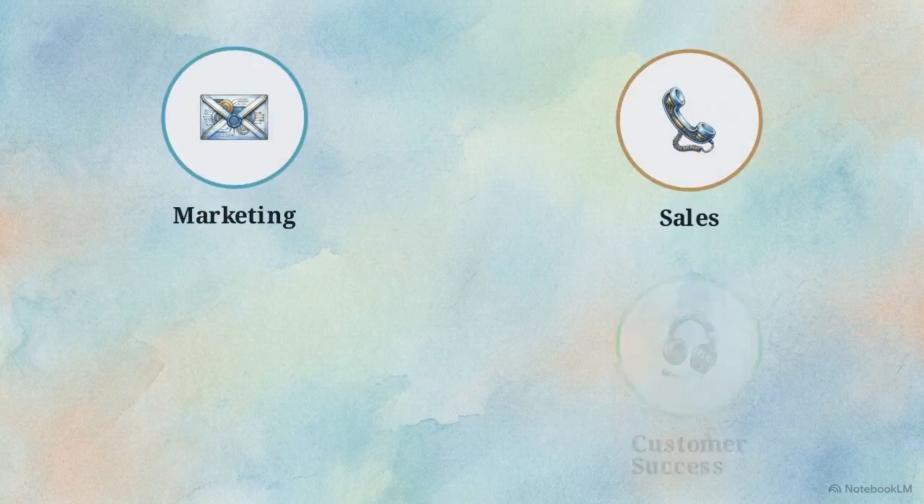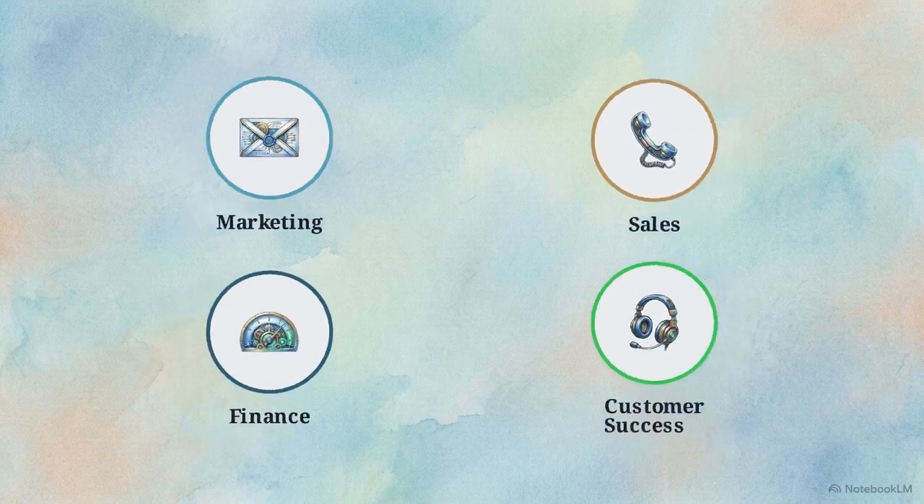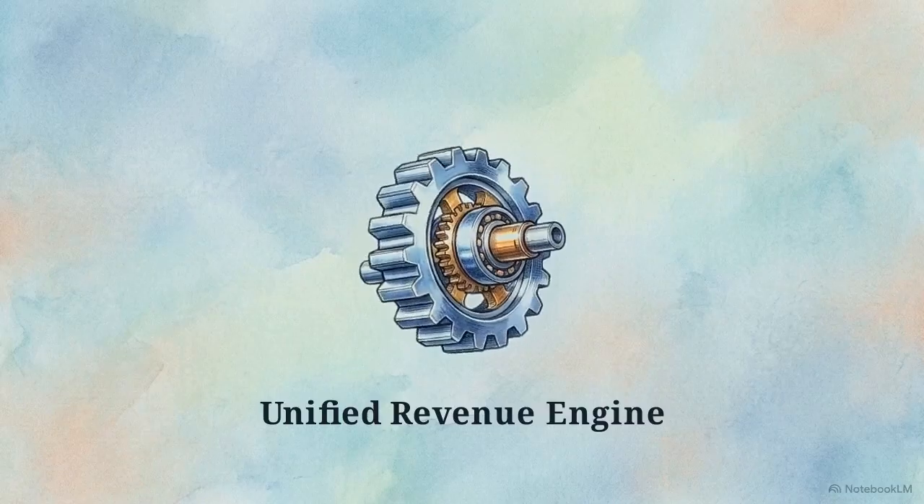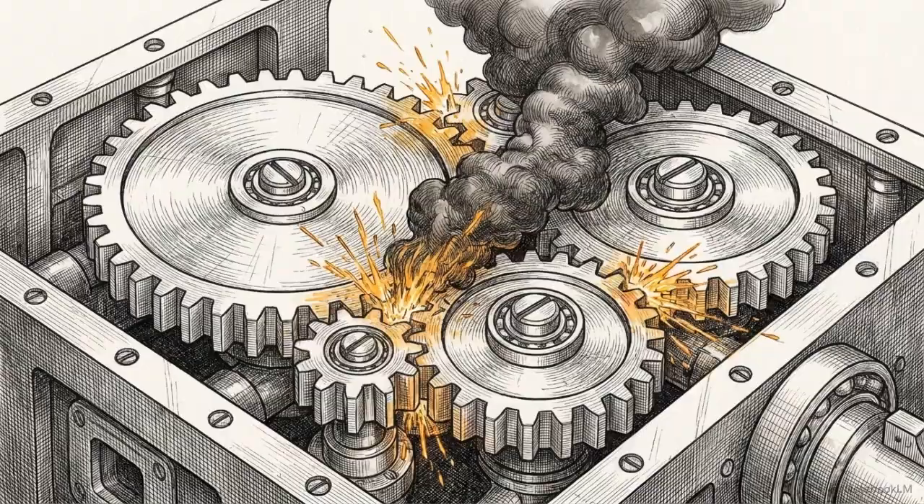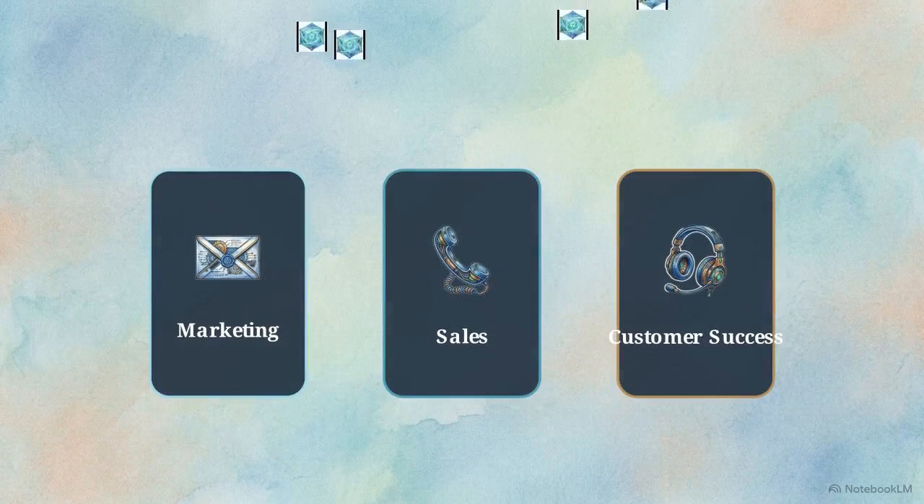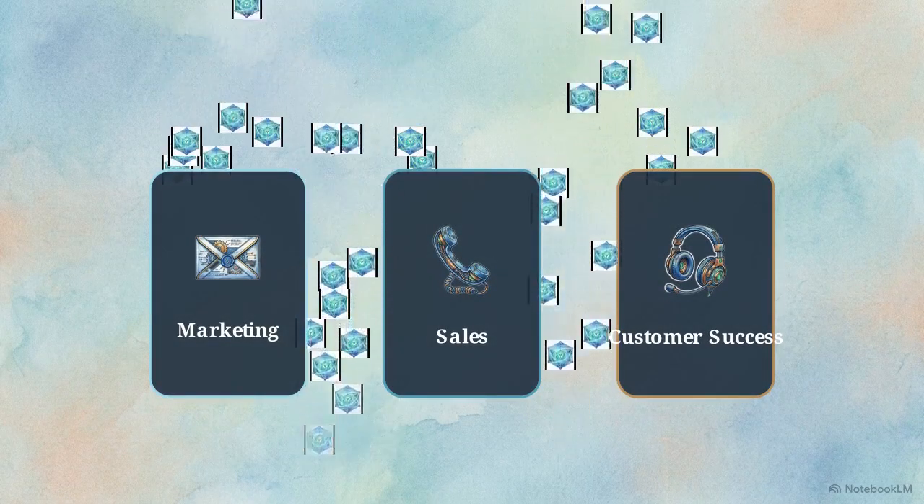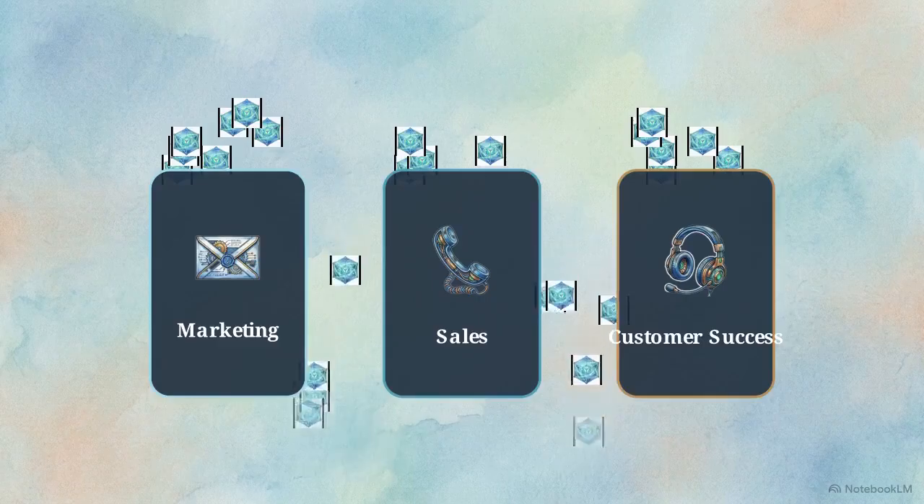Revenue operations aligns marketing, sales, customer success, and finance into a single, unified revenue engine. A company can staff all of these departments, but without a central source of truth, the system fractures. Data becomes siloed, forecasting fails, and revenue leaks through the gaps between teams.